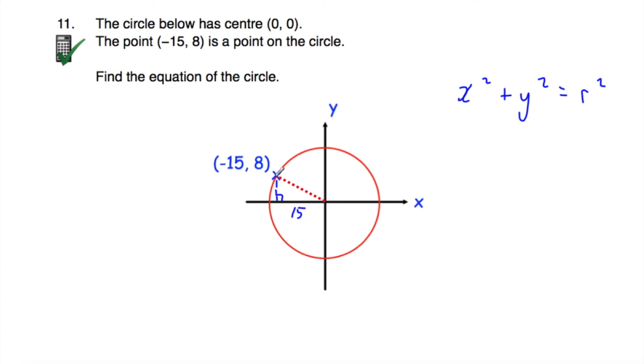And then we're going to go up 8. So that's going to be up 8. And we want to find the length of this line here. So we're going to use Pythagoras' theorem, because we've got the length of the two shorter sides. So Pythagoras' theorem is a squared plus b squared equals c squared.